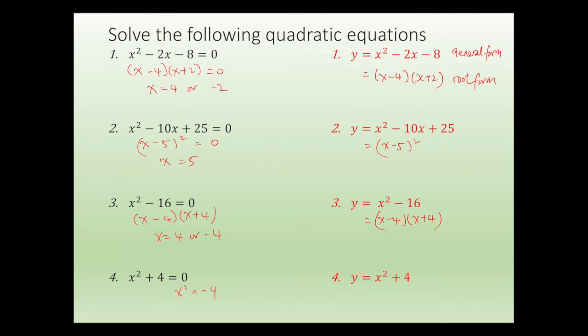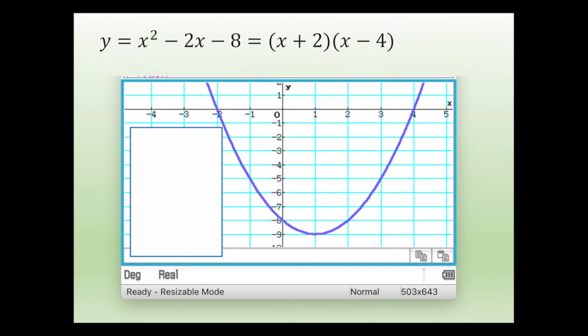Alright? So now, what I want you to do is I want you to actually get your ClassPad out. We are going to start plotting all four graphs and let's look at the critical features of the graph, especially in terms of the root form. First one is y equals x squared minus 2x minus 8, which equals x plus 2, x minus 4. Alright, I have used my ClassPad to plot it. You should pause your video for a while and plot it and see whether you get the same graph as I do. Let's have a look at the graph once you've plotted.